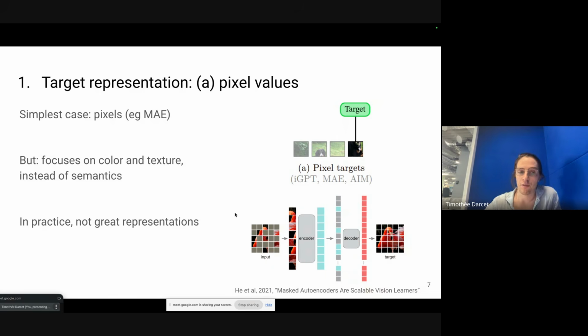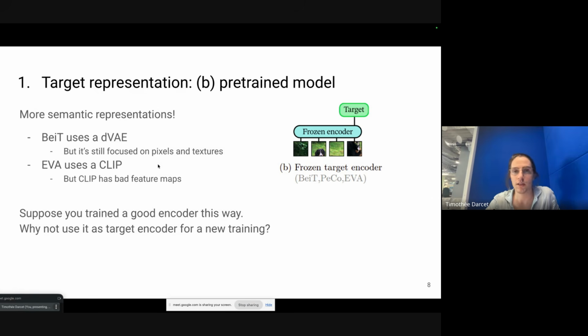Now, if you want a more semantic target, more focused on the concept instead of the colors, you might say, okay, let's try to use an encoder. A pre-trained model: you take an encoder, you freeze it, and this is now what converts your patches into representations. It's an idea that exists in the literature, and that was actually the first modern use case of masked image modeling recently, called BEiT. Like the first masked image modeling method that used vision transformers, basically.